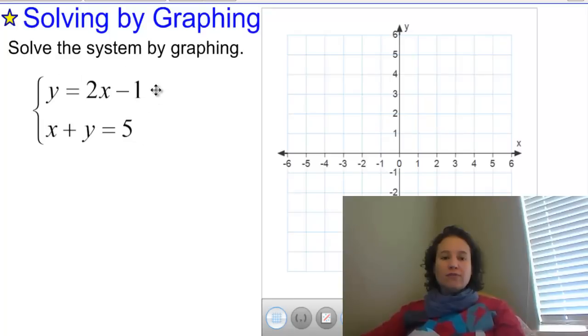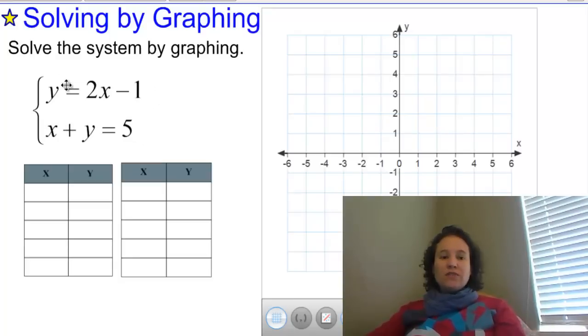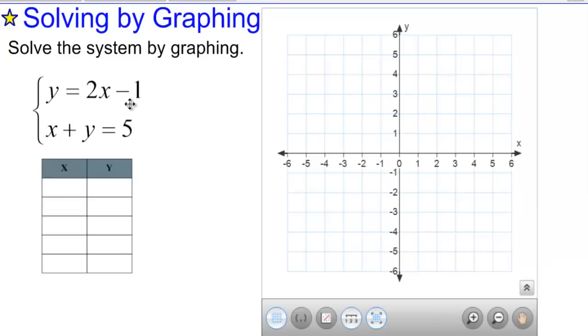And so here I have two equations. So this first equation, y equals 2x minus 1, you might notice is in slope-intercept form, just like we talked about in one of the previous videos. And so I'm actually going to graph this first equation without using a table. I'm just going to use the y-intercept here, which is -1, because I'm subtracting. So I'm going to put a point here on -1, and then my slope is +2.